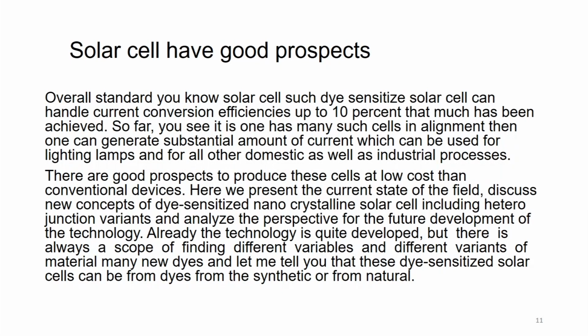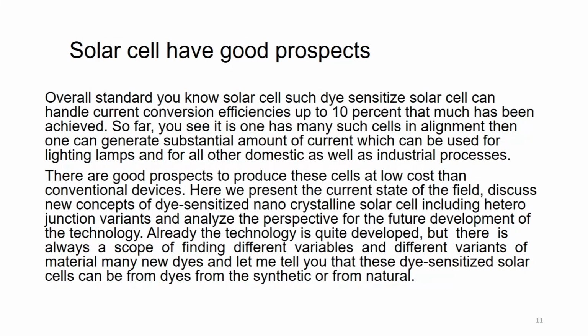Although it is only doing 10% conversion, what it means is that this 10% is from just one cell. If there are many such cells in alignment, then the magnitude of the current is high. There are good prospects to produce these cells at lower cost than conventional devices. Here we present the current state of the field, discuss new concepts of dye sensitized nanocrystalline solar cells, including heterojunction variants, and analyze the perspective for the future development of this technology.